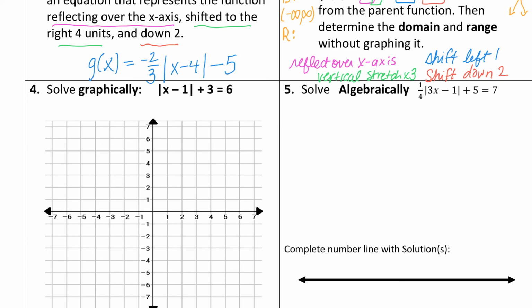And your range is always based on your y values. We want to go from the bottom to the top. So the bottom is going to negative infinity. The top is right there at that y value of -2. So we're just going to put -2 and then make sure you put brackets.